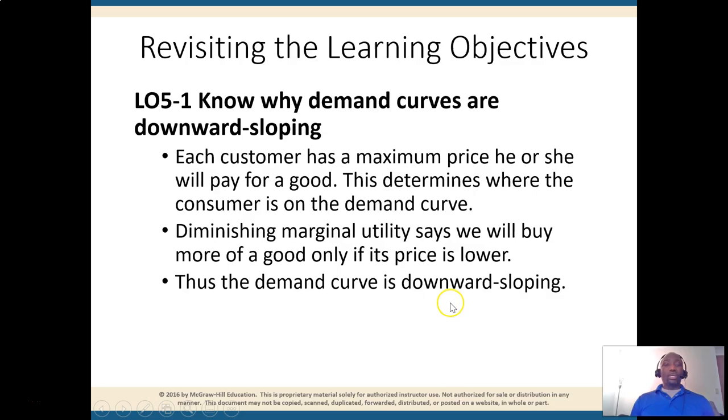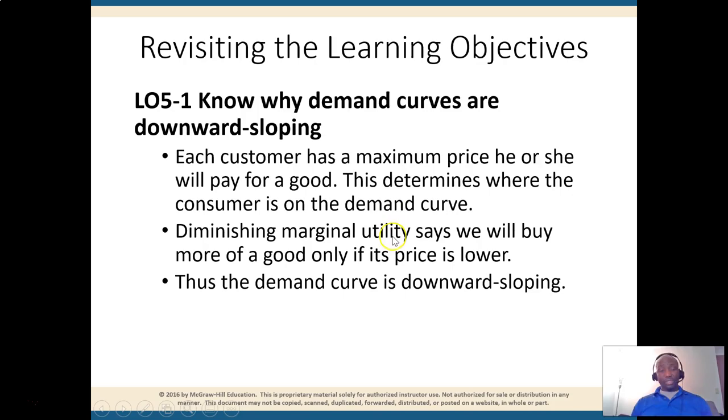We also saw the downward sloping demand curve, which is linked to marginal utility going down, and the customer has a maximum price he or she will pay for a good. And this shows you where the customer is. We saw John and Michael and so on, they were up because their willingness to pay was higher, and people with a lower willingness to pay are down.